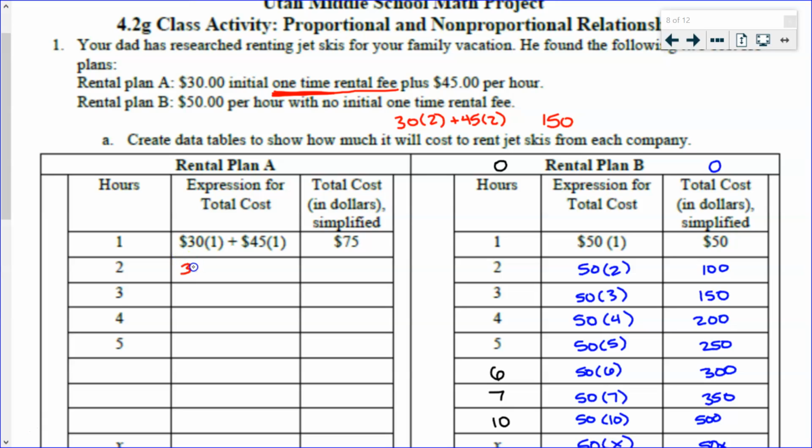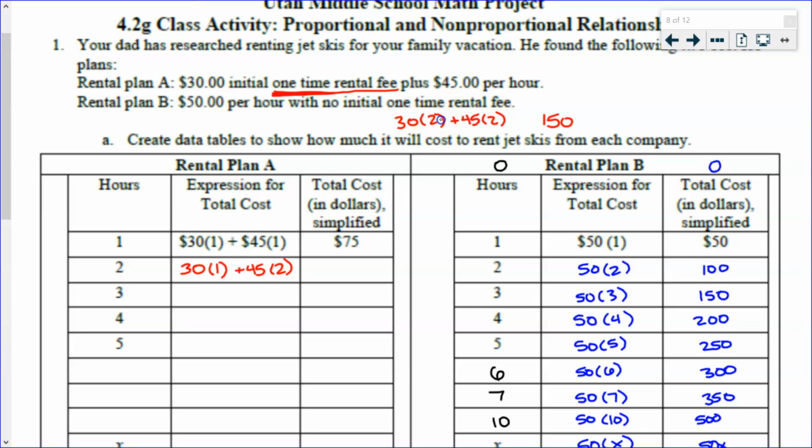So what Sam explained is this $30 one-time rental fee is paid one time. So if I rent it for 1 hour, I still have to pay the $30 fee. And if I rent it for 2 hours, I still have to pay the $30 fee, but I only have to pay that $30 fee just once. And we're not done. We still are renting it for some hours. So it's $45 times 2 for our 2 hours. Do you see the difference there?